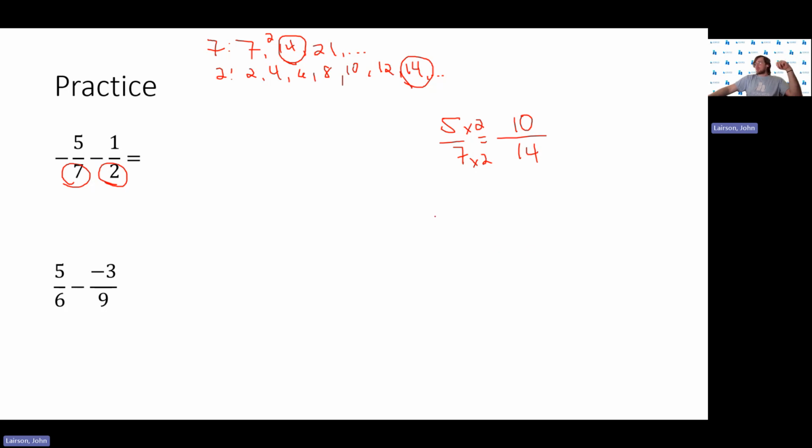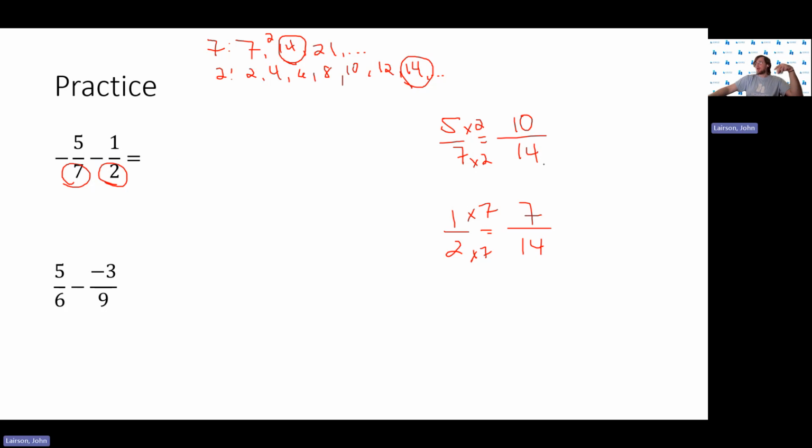So let's look at 1/2 then too. So I know I want it to be 14 on the bottom. I need to figure out what the top is. And to go from 2 to 14, I multiply that by 7. 14 is the 7th number in the list for counting by 2's. So I need to do that on the top as well. And that'll tell me what the top is. 1 times 7. 7 over 14.